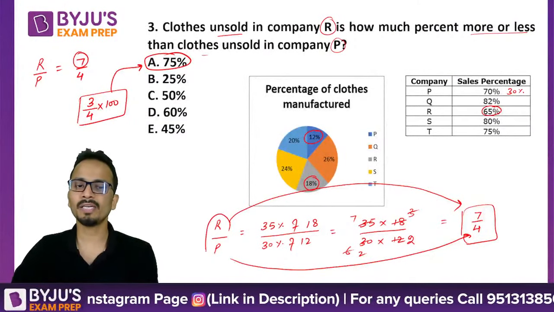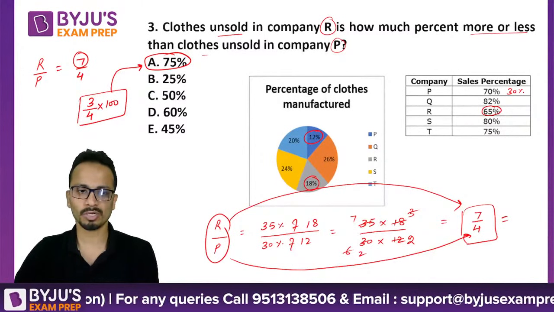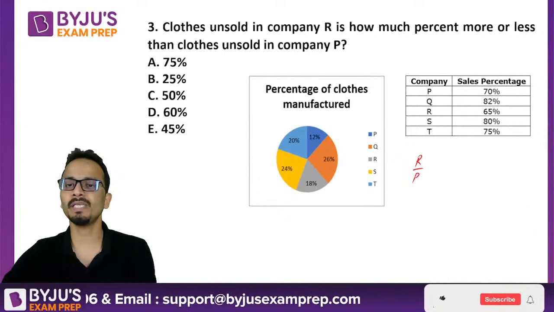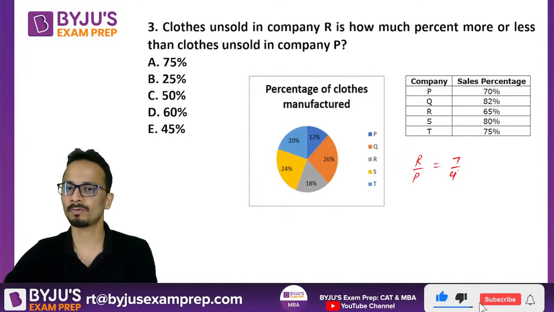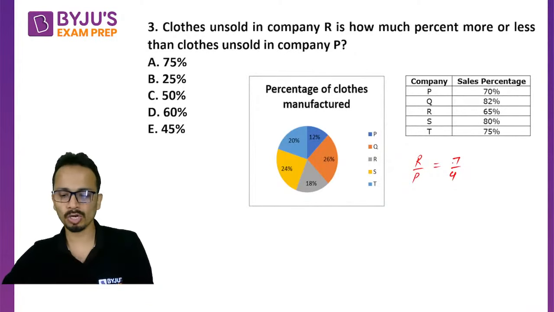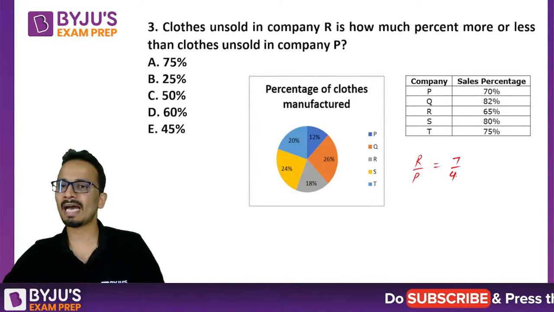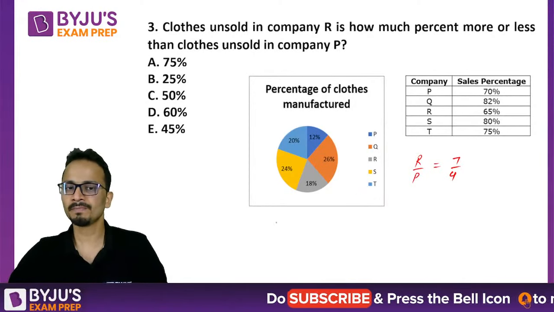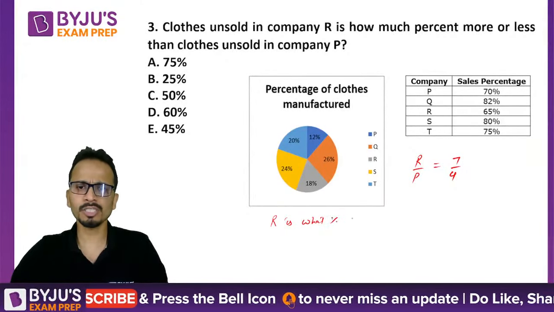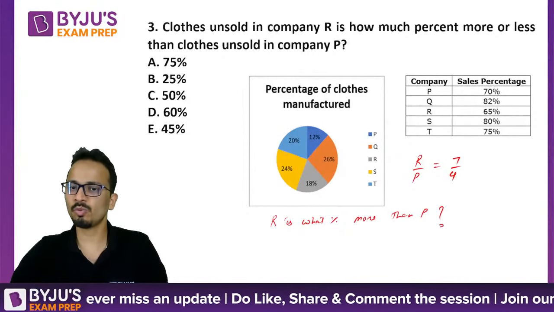So we have calculated the ratio of R and P as 7:4. So R and P का ratio कितना आ गया? R upon P is 7/4. Now the question is asking that R is how much percentage more or less than P. So since R is to P is 7/4, I can see that R is more than P. So you will have to find out R is what percentage more than P. This is what you have to calculate.